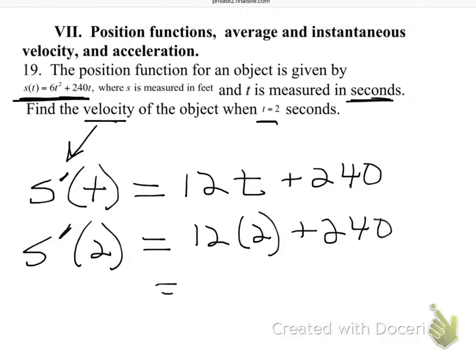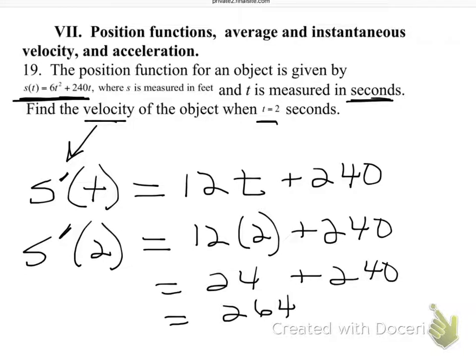So doing this math, this is 24 plus 240, so that's going to be 264. And since I'm giving you units, you need to give me back units. So the velocity at 2 seconds is 264 feet per second. And that is your answer.